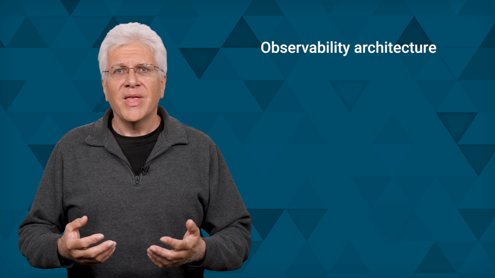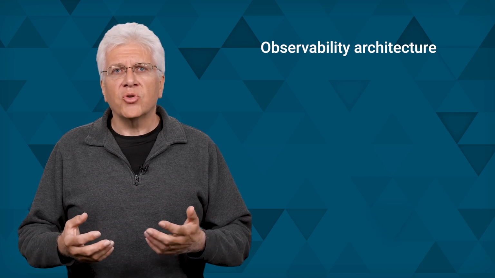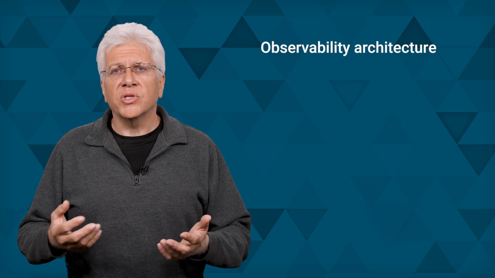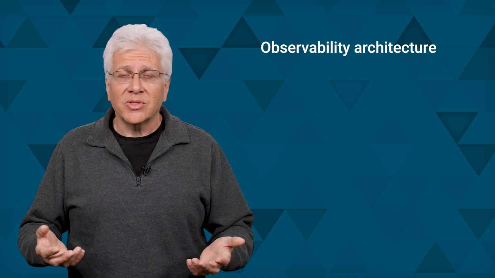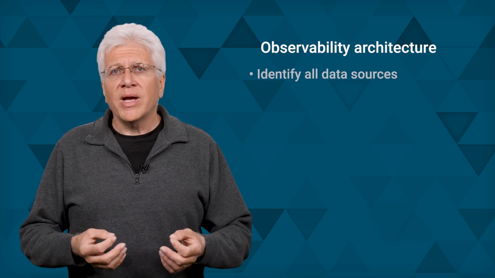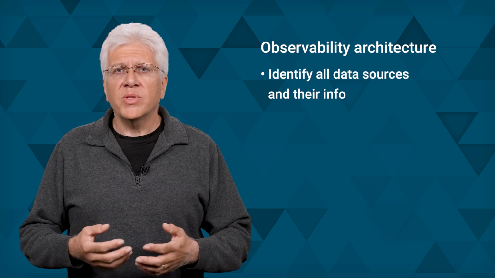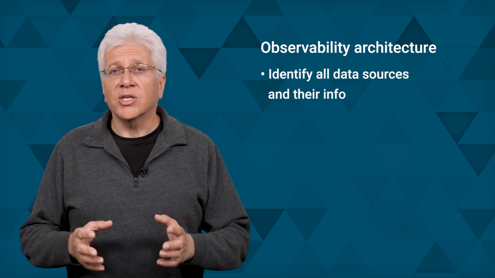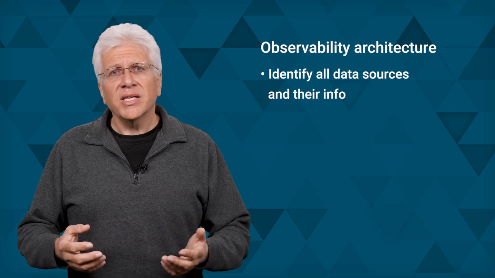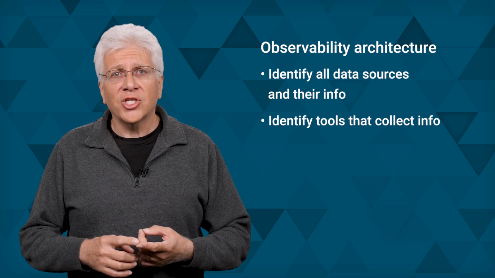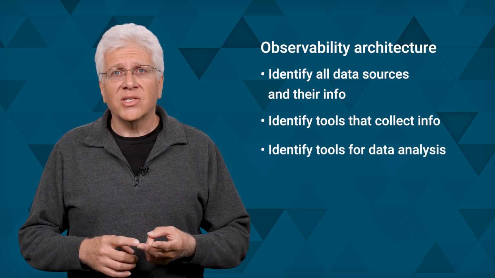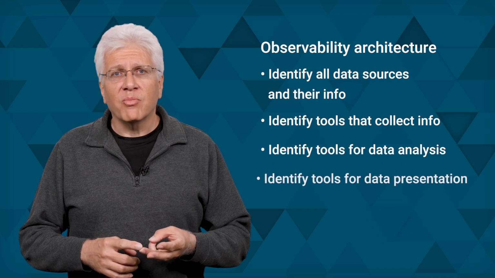After you have an observability plan in place, the next step is to create an observability architecture. This is a diagram of the relationship between the source data and how the data is presented to operations personnel, AI systems, machine learning systems, and so on. It's essential to identify all data sources along with the information that each source is expected to contribute. The architecture diagram should also identify the tools that collect and present the information, the tools for data analysis and filtering, and the tools for data presentation.